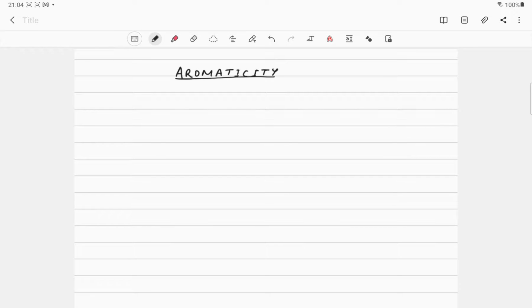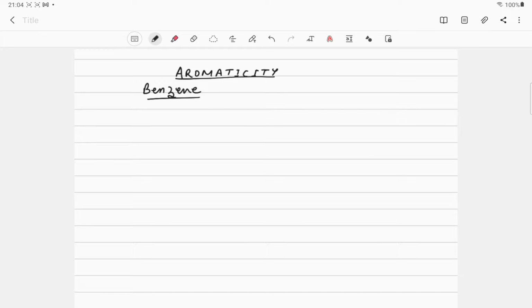Everyone, we are going to discuss aromaticity. Now, aromaticity came from the benzene. Benzene is an aromatic compound. It has a special aroma in it, or the benzene containing compounds may also be aromatic.